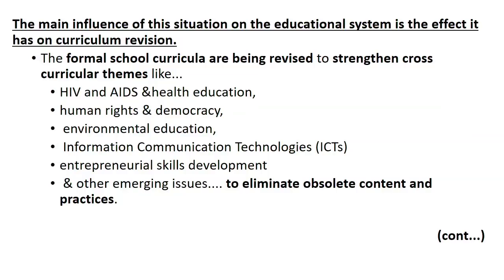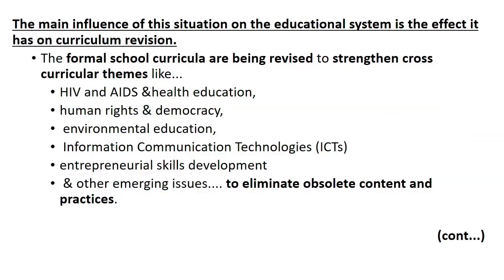The formal school curricula are being revised to strengthen cross-curricular themes. So we are working on things like HIV and AIDS and health education, human rights and democracy, environmental education, information communication technologies, entrepreneurial skills development, and other emerging issues, to eliminate obsolete content and practices. Now that last highlighted bit means we want to eliminate practices and content that is no longer relevant, that can be removed, and we need to work in things that are relevant to our situation today.